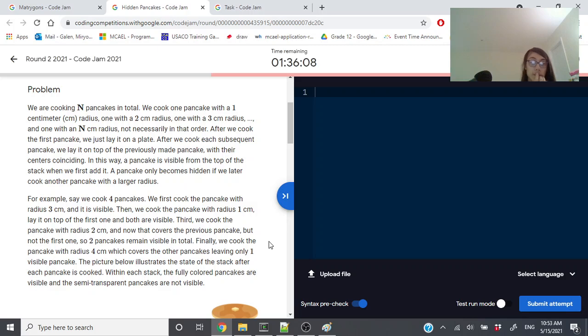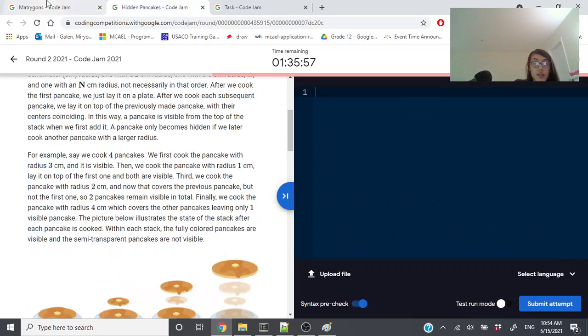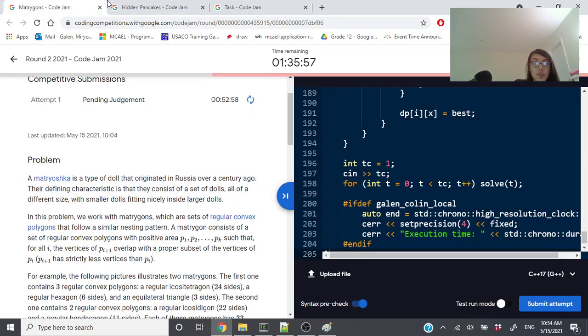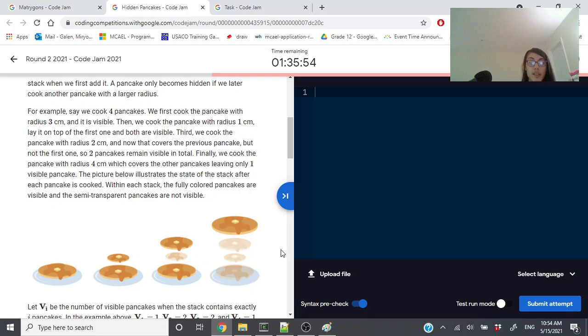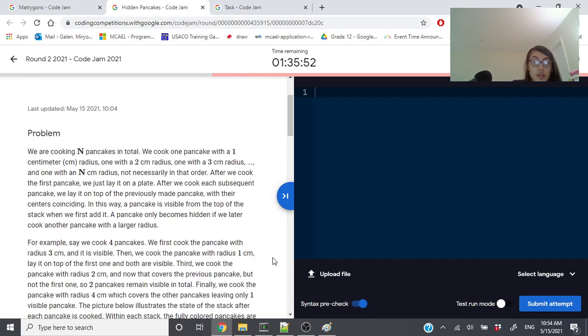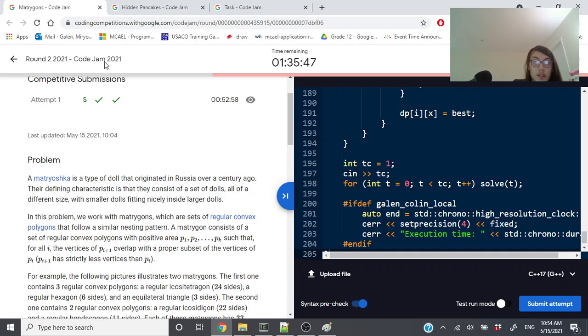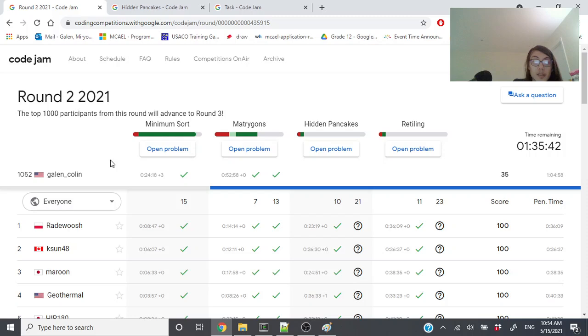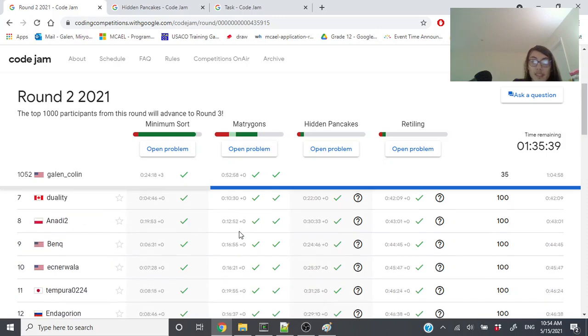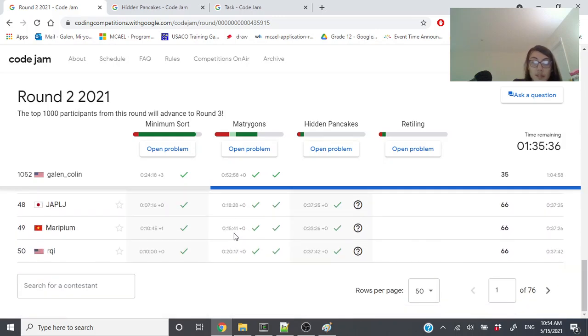Lay on top of the previously made pancake with their centers coinciding. This way, a pancake is visible from the top of the stack when we first add it. A pancake only becomes hidden if we later cook another pancake with a larger radius. For example, say we cook 4, cook 3, awesome. Alright, got that. So, shouldn't be doing so terribly. Yeah, no, seems like people speedrun this, doing some dumb stuff.